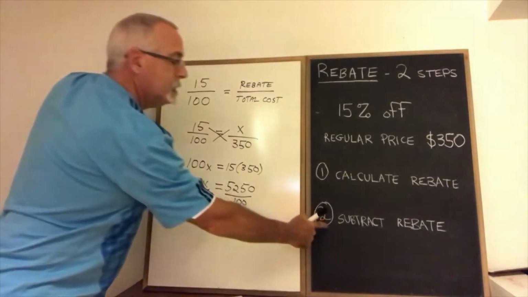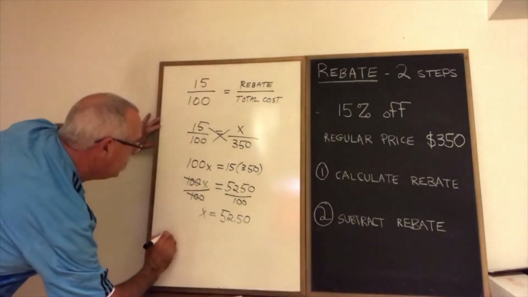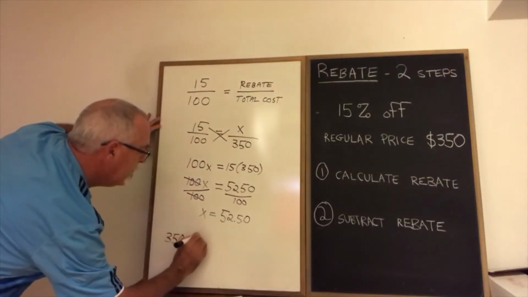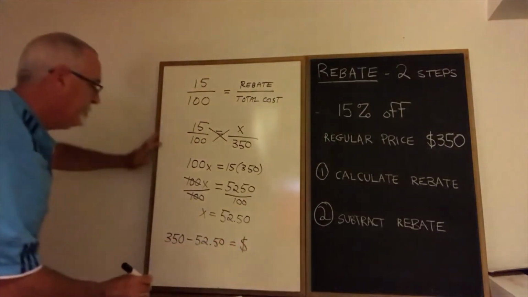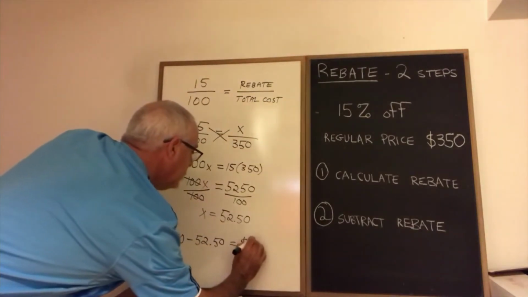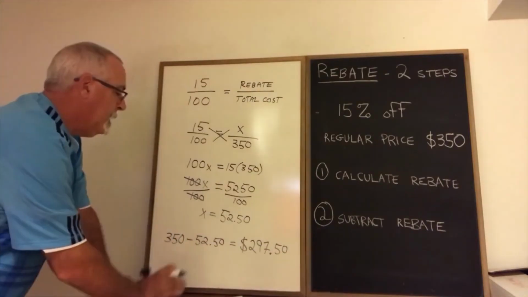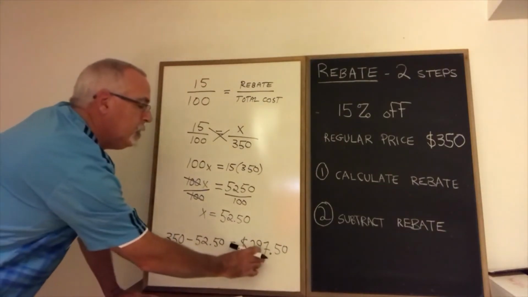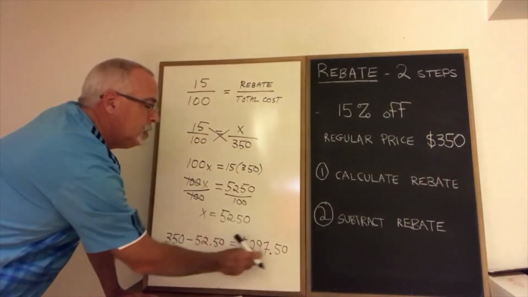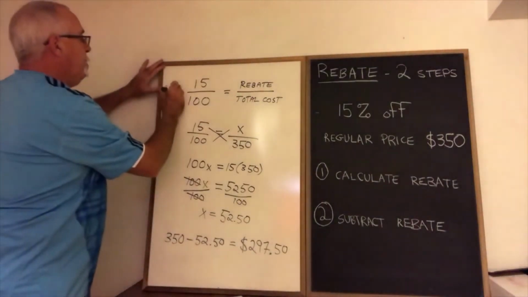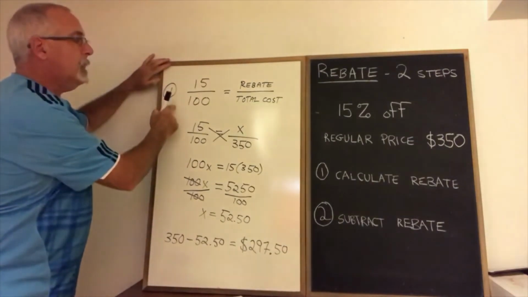And we now have to do the second step, which is to subtract that from the original cost, the $350. Our subtraction gives us $297.5. This is money, so we write it as $297.50.